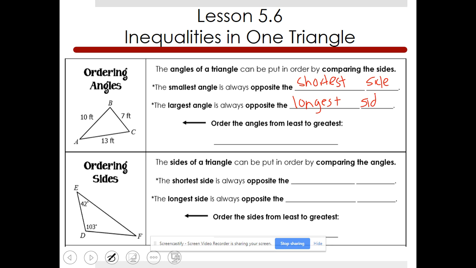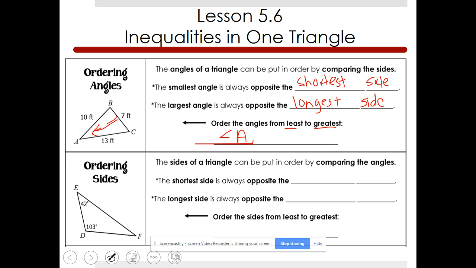So look at this diagram that we have. It wants us to order from least to greatest. So what is the shortest side? The shortest side is 7. Opposite that side is angle A. So angle A is going to be the smallest angle.